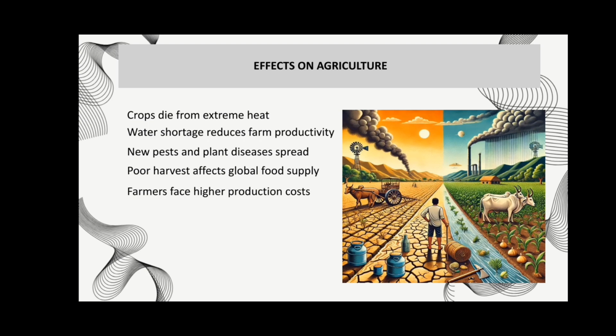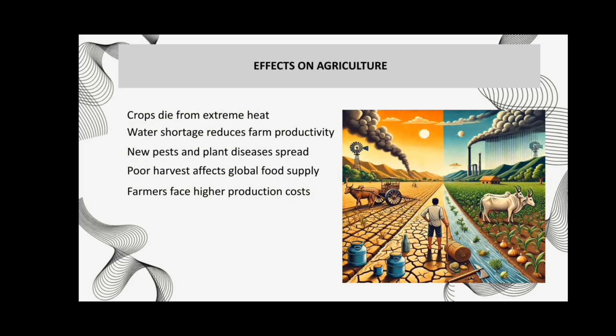Climate change hits farmers hard. Crops die due to extreme heat or lack of rain, while water shortages make it difficult to grow food. New pests and plant diseases also appear, damaging what little remains. These problems lead to poor harvest, which affects the global food supply. As a result, farmers lose income and food prices rise. This shows how deeply climate change affects not just nature, but our daily lives.